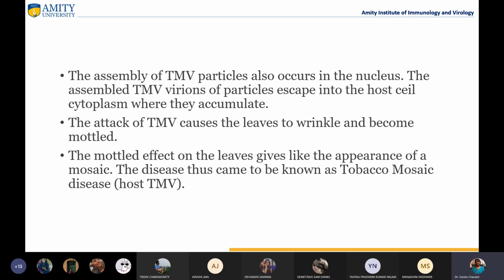Okay, so this was the basic, simpler process: how the virus is penetrating, how it is entering, how it is multiplying, and how a whole virus particle is formed again, released, and goes on to infect other plants. So this is how the life cycle of a virus in a plant is completed, right?